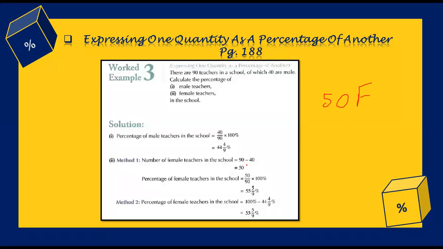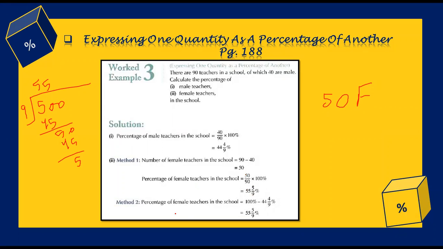So percentage of female teacher in the school is 50 upon 90 multiplied by 100%. 0 to 0 cancel. 5 multiplied by 100% is 500%. So 500 divided by 9. So 9 5 is 45. 50 minus 45 is 5. 0 copy करेंगे. 9 5 is 45. 50 minus 45 is 5. So percentage of female teacher in the school is 55 whole 5 upon 9%.